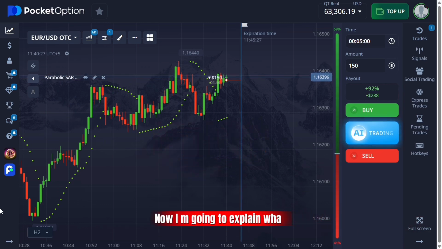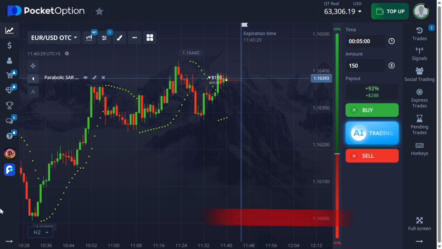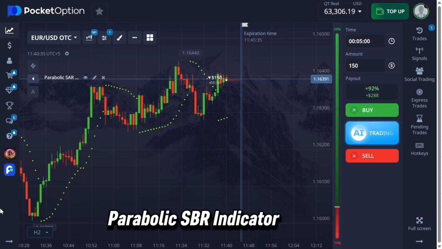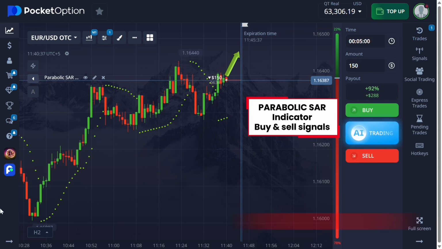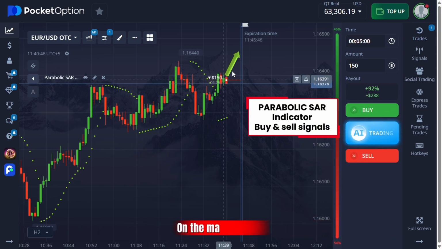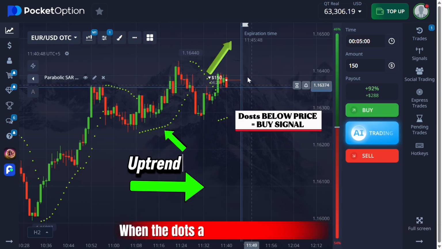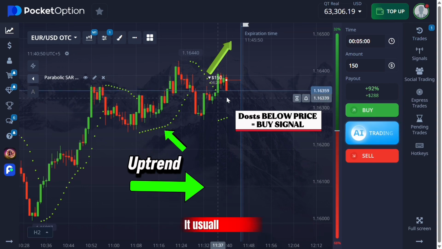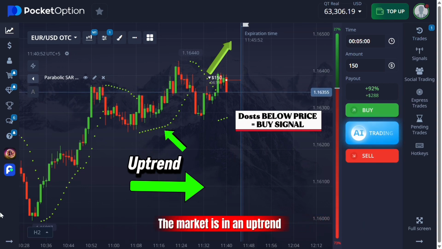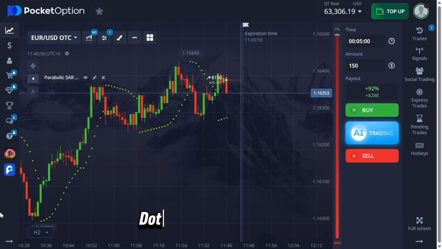Now I'm going to explain what the parabolic SAR indicator is and how you can use it in trading. This is the parabolic SAR indicator. It appears on the chart as small dots and helps traders identify buy and sell signals. These dots move either above or below the price depending on the market trend. When the dots appear below the price, it usually means the market is in an uptrend. In this situation, many traders look for buying opportunities.